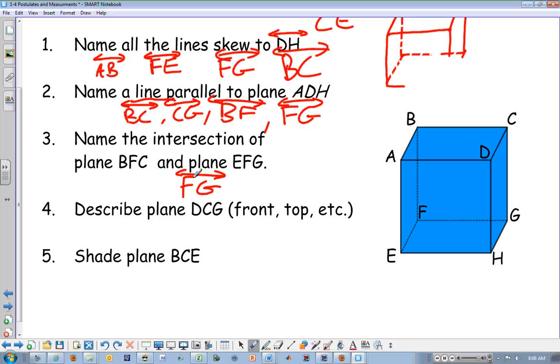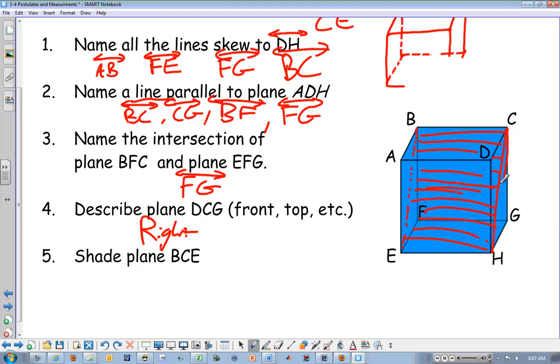Describe the plane DCG. Where's that? Top, bottom, left, right? Right, you're right. Okay, and last but not least, shade plane BCE. So B, C, and E. Oh man, I give you another kind of tricky one. Oh, that's not that tricky, but it's kind of going slanted through here. So from B it goes through C, goes through E, and so it's going to kind of look like this. Okay, so kind of a hard one to shade because it's kind of coming towards you, but there it is. Any questions? All right, let's cruise along here.